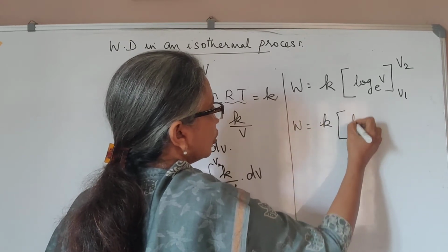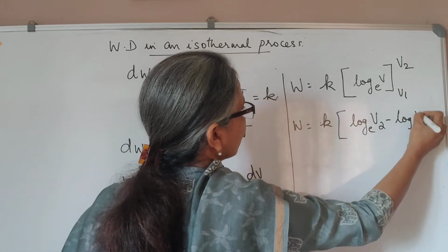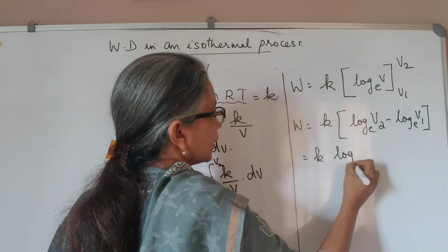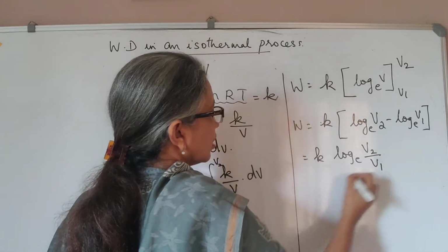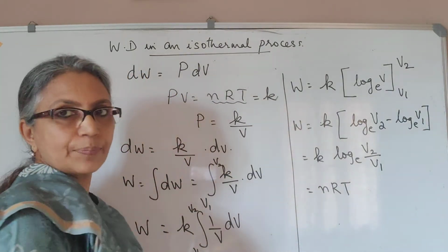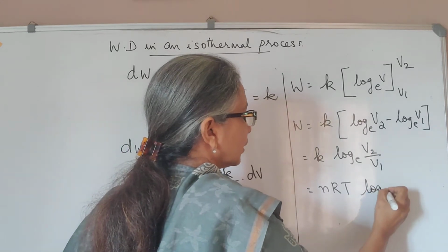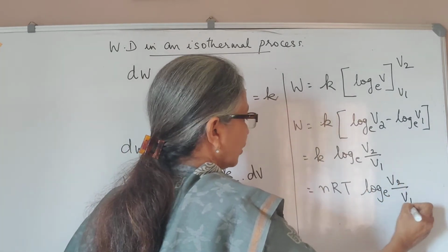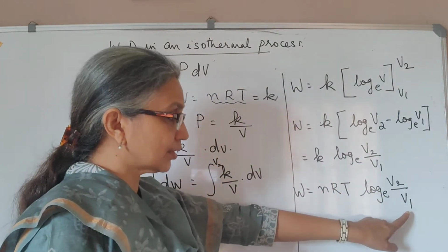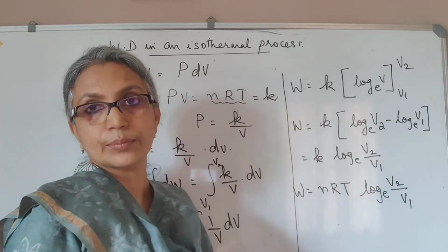K times the bracket log to the base e V2 minus log to the base e V1, or this is K into log to the base e V2 by V1, or this is nRT, the constant temperature at which this is happening. K we know is nRT, where T is a constant. nRT log to the base e V2 by V1 is the total work done in an isothermal process when the gas is expanding from an initial volume V1 to a final volume V2 at a constant temperature T.